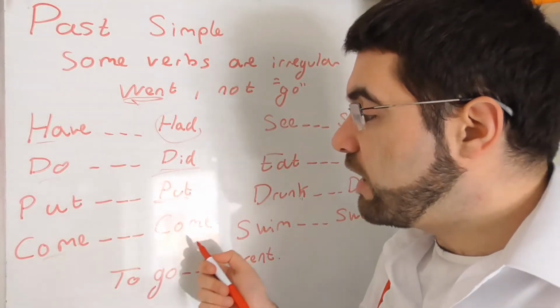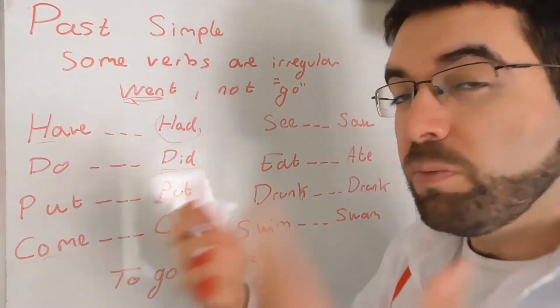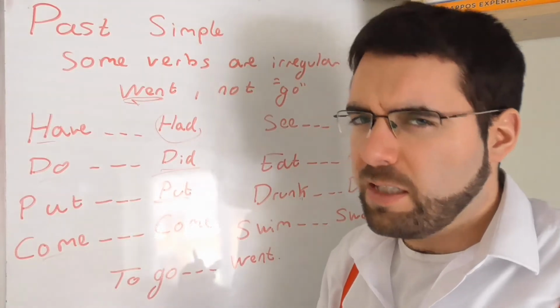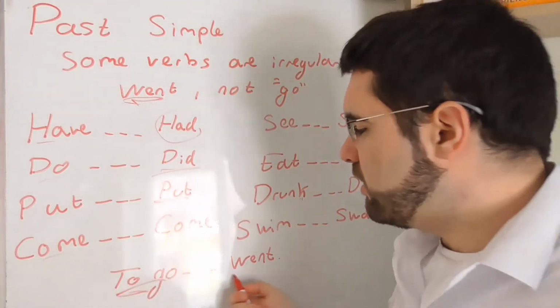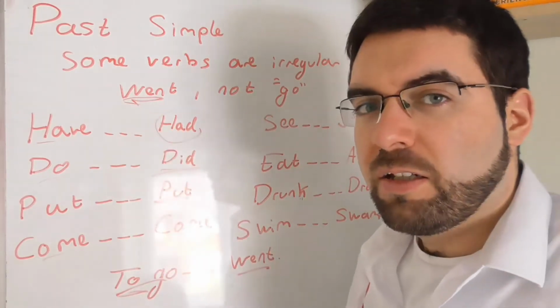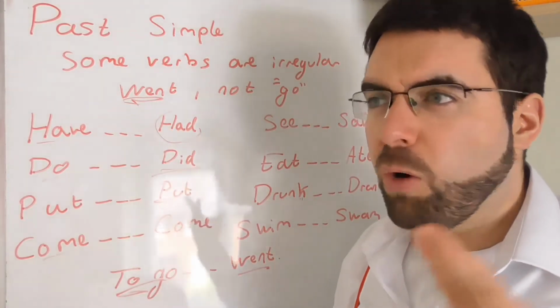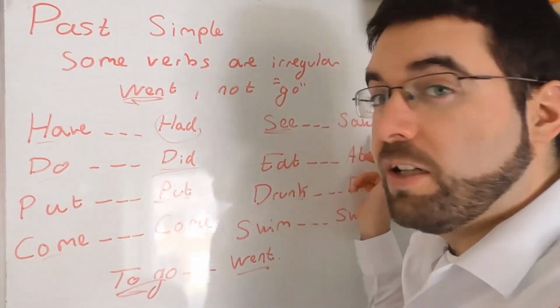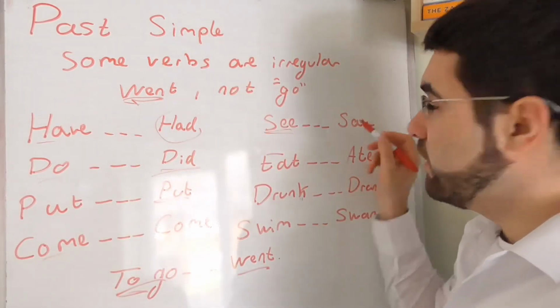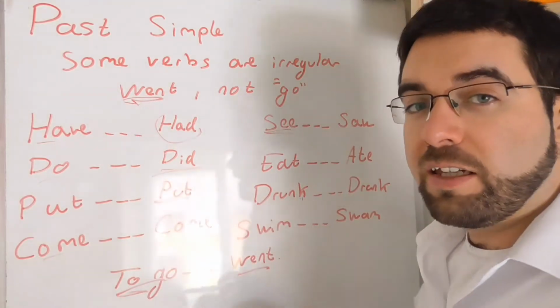Come turns into came, or even come. Did you come here last night? Yeah, I did. I did come there last night. To go turns into went, as I mentioned. Where did you go? I went to the party. See turns into saw. Look at that. I saw you yesterday.